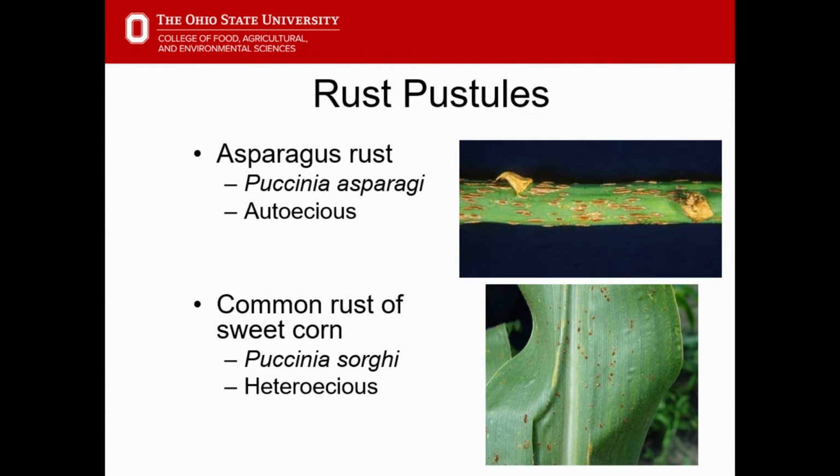In this slide, you can see rust pustules on asparagus in the top image and sweet corn in the bottom image. Reddish urediniospores have burst through the epidermis. Asparagus rust is caused by an autoecious species, Puccinia asparagi, while common rust of corn is caused by Puccinia sorghi, a heteroecious species.